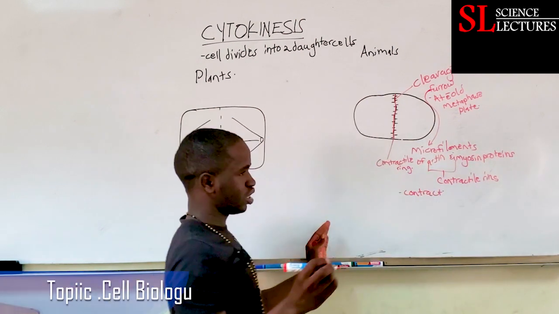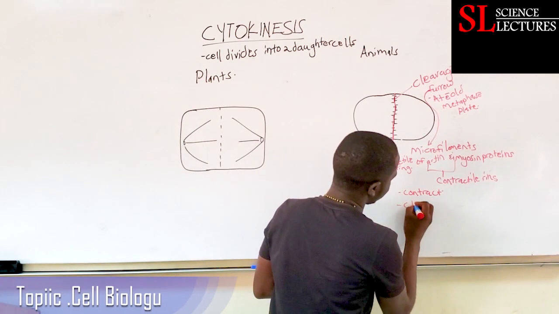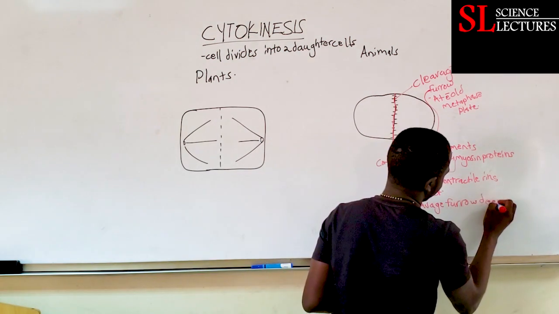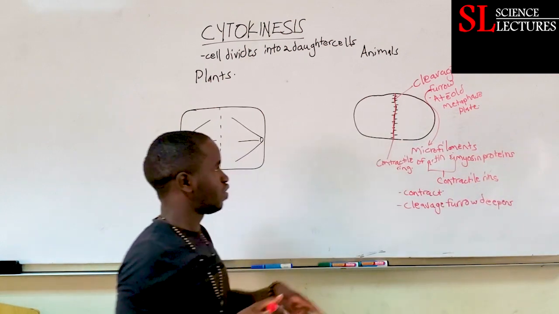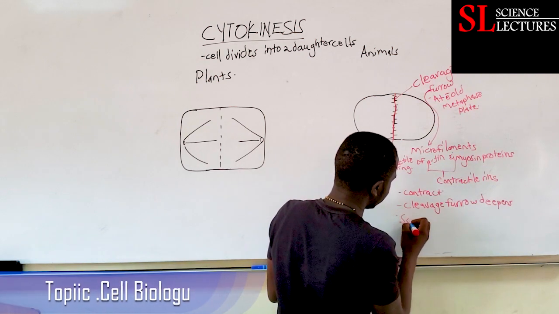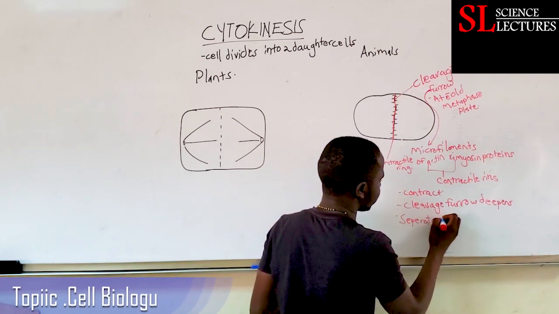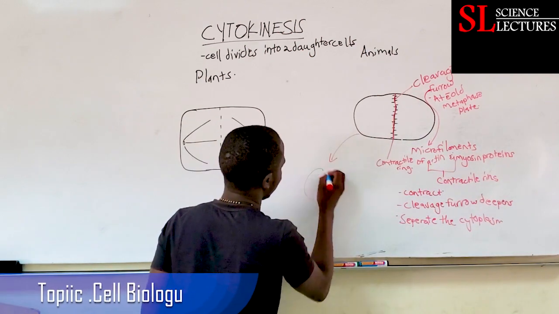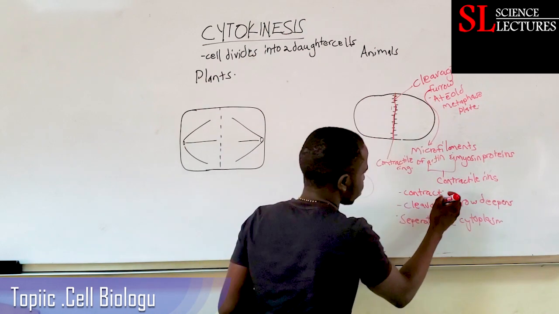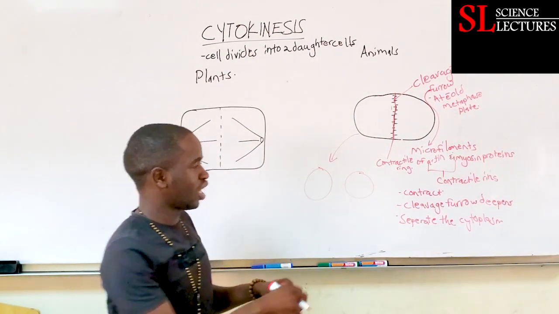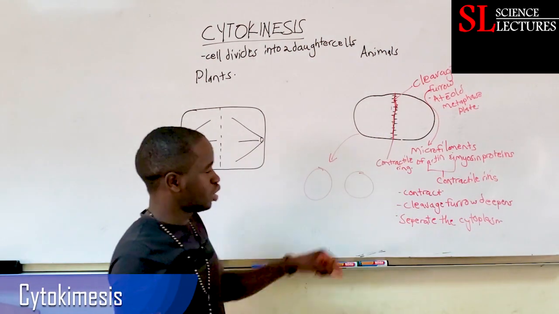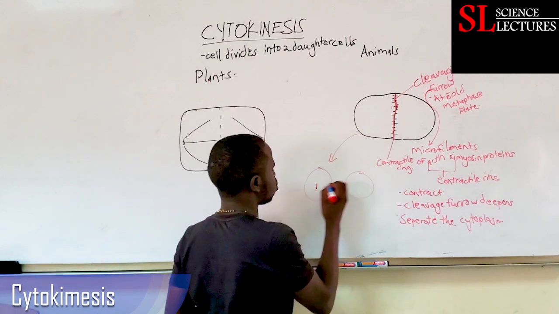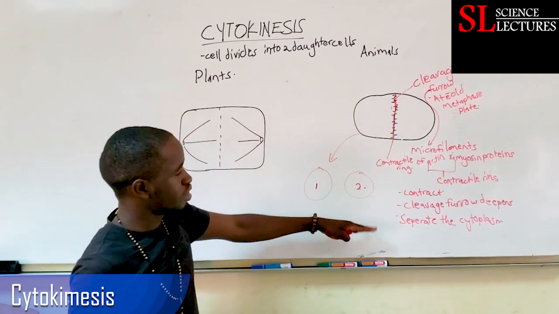And as it continues contracting and relaxing, the cleavage furrow deepens. And when this cleavage furrow deepens, it will reach a point where it will have to separate the cytoplasm, and I will end up with two daughter cells. So as this contractile ring goes on contracting and relaxing, the cleavage furrow goes more and more into the cytoplasm, and it will eventually lead to its separation, forming two daughter cells. So that is cytokinesis in animals.